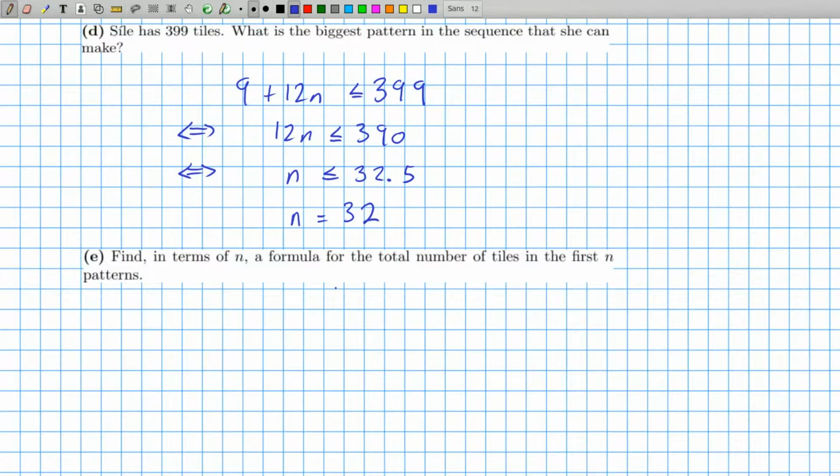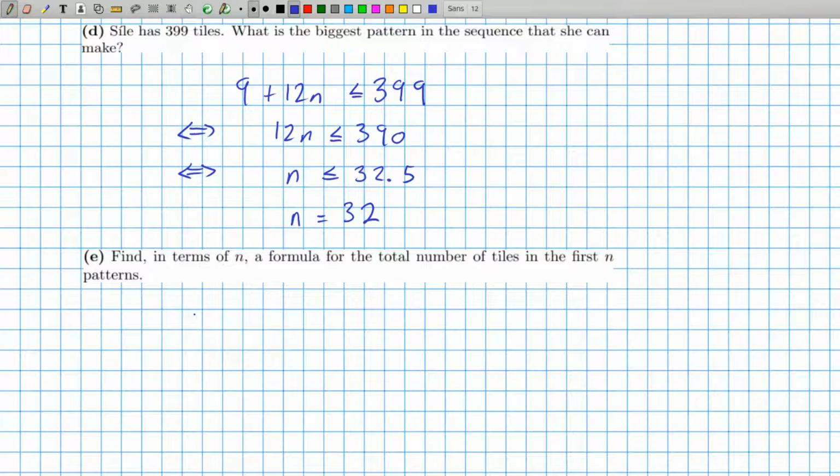In part E, we're moving on from the number of tiles in the nth pattern, and this time we're looking for the total number of tiles in the first n patterns. So when you have the first, say, 5 patterns made, how many tiles in total have you used to make those 5 patterns? So we have to find, in terms of n, a formula that gives that.